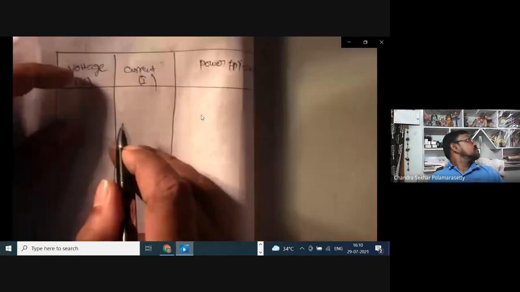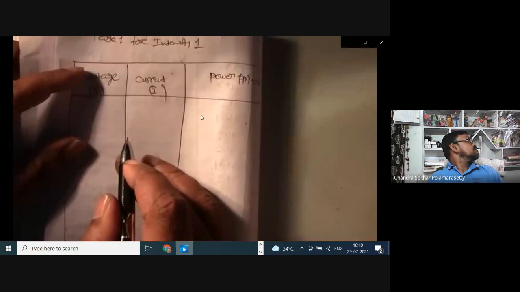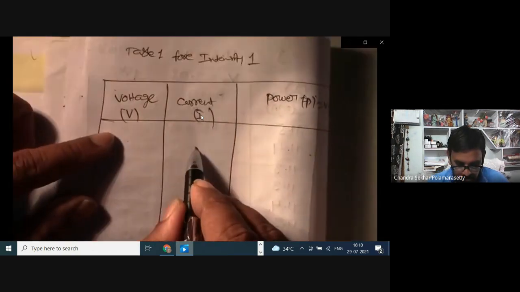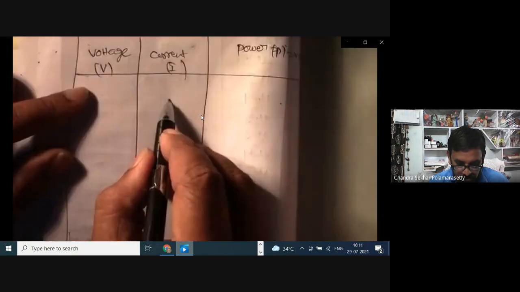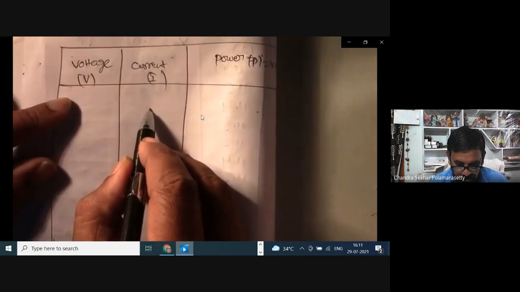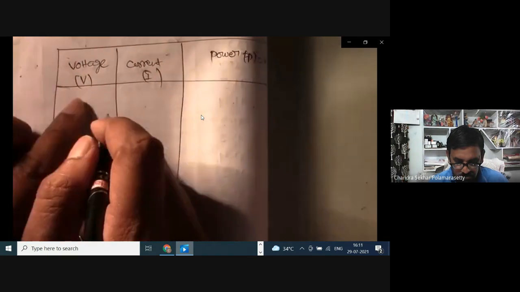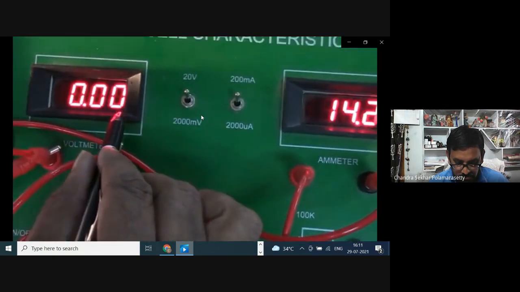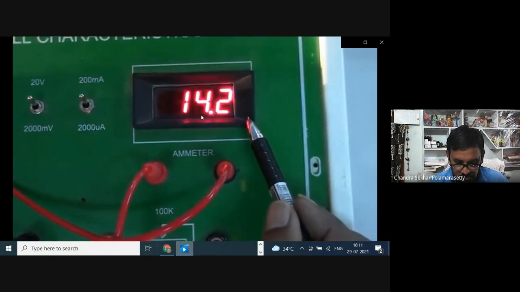So one end of the load resistance is connected to the voltmeter positive terminal. The other one is connected to the voltmeter negative terminal. One end of the load resistance is connected to the voltmeter positive terminal. Another end of the load resistance is connected to the voltmeter negative terminal.